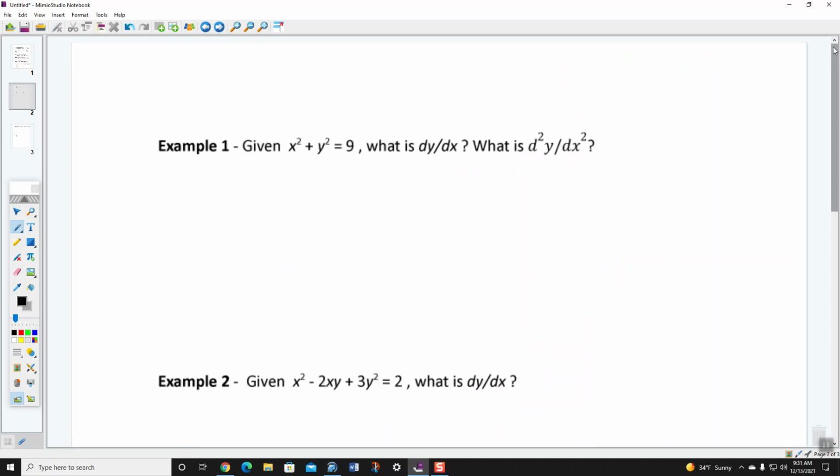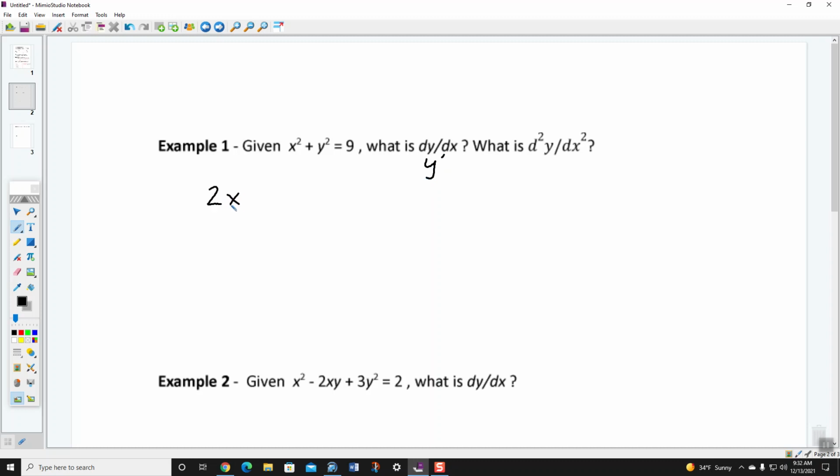Okay. First example I gave you right here is x squared plus y squared is equal to 9. It says, what's the derivative of dy dx? In other words, they want to know what is y prime. So we just start differentiating right off the bat. Let's see, x squared. What's the derivative of x squared? 2x. And since that's an x, do I need to put anything behind that? Nope.